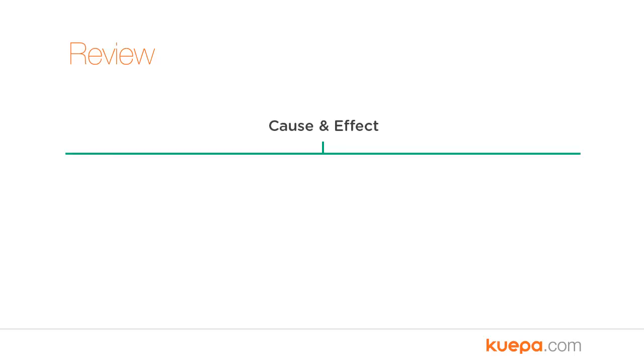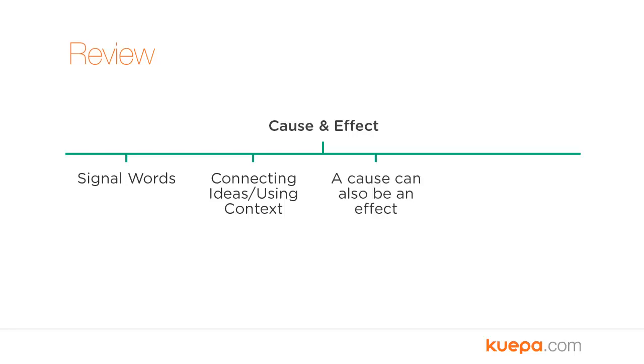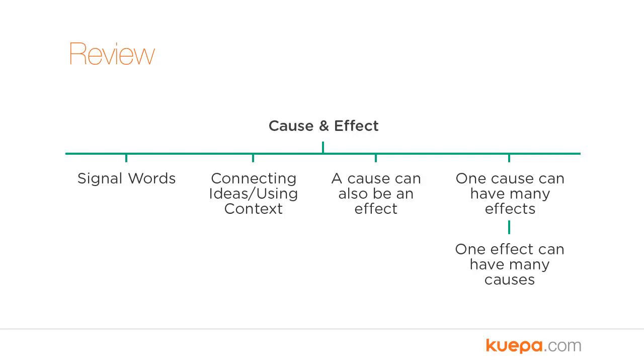Now let's review. We learned that cause and effect can be identified using signal words. We learned how to identify causes and effects by looking at context and connecting ideas if no signal words are present. And we learned that a cause can also be an effect, and one cause can have many effects, while one effect can have many causes.